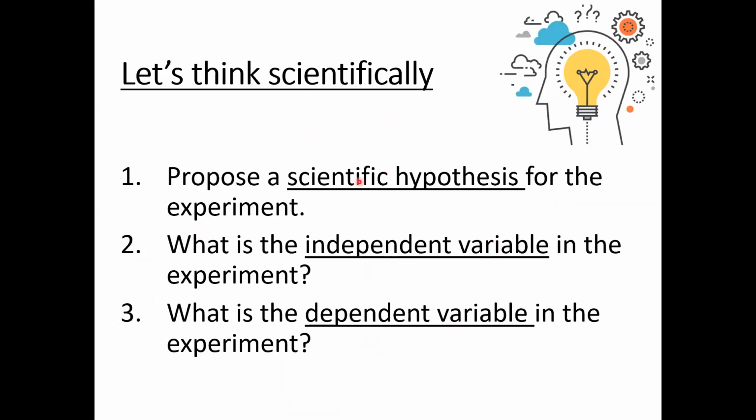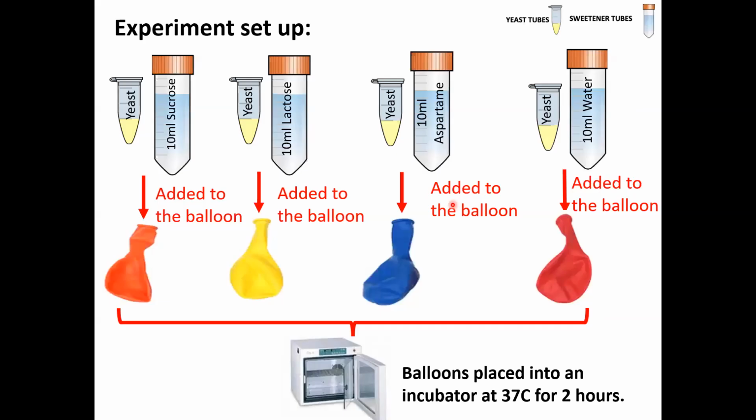So let's go ahead and propose a scientific hypothesis. Let me give you some background here. Sucrose is made up of what? It's made up of glucose and fructose. We definitely know that glucose can be used in glycolysis to produce cellular respiration.